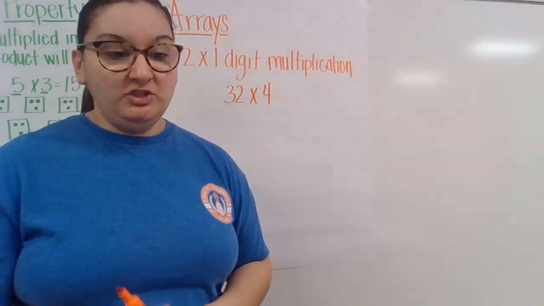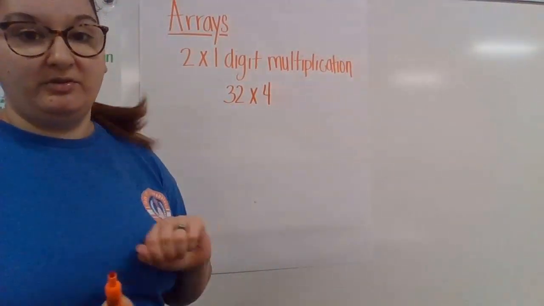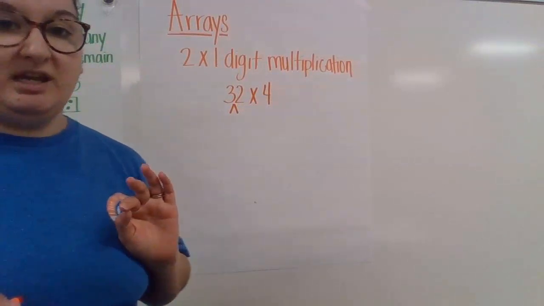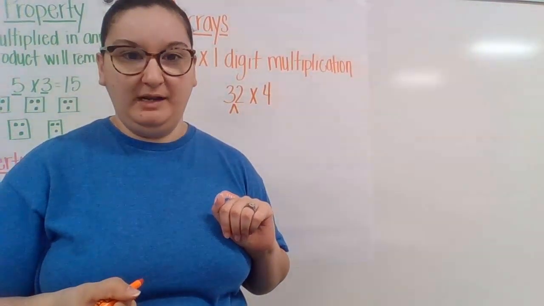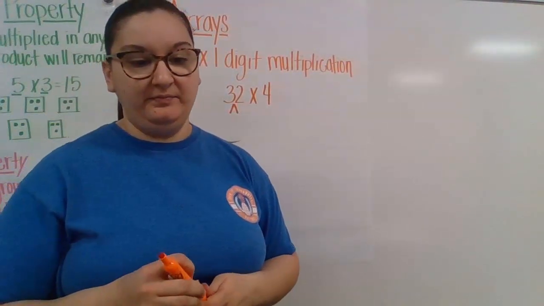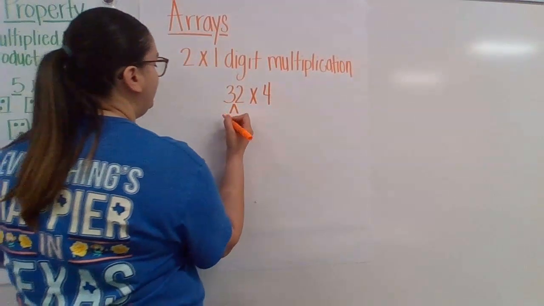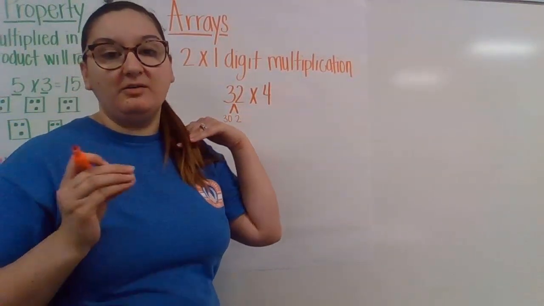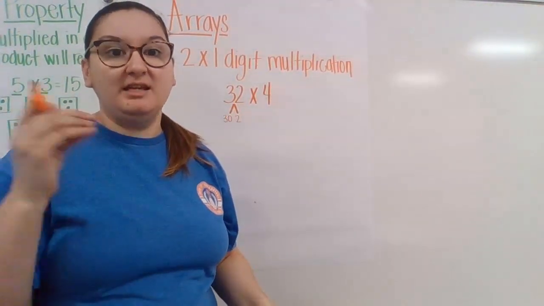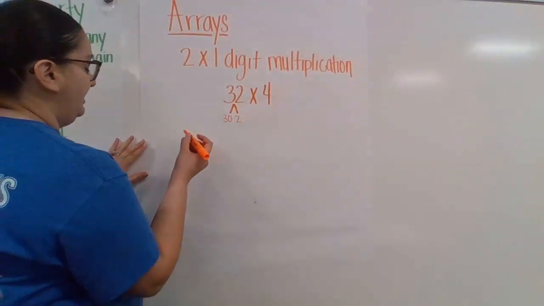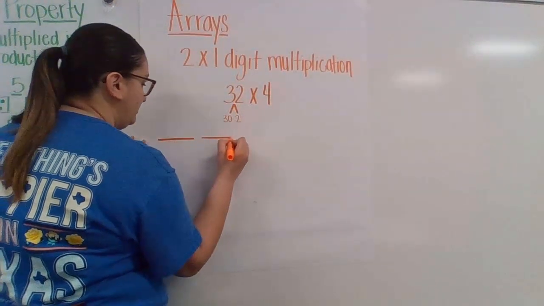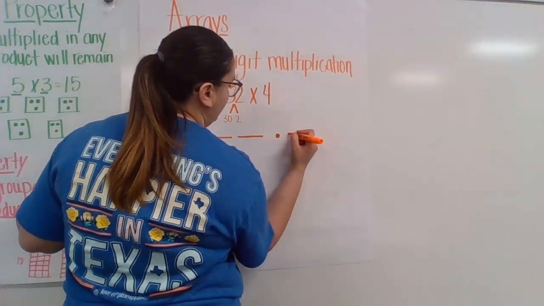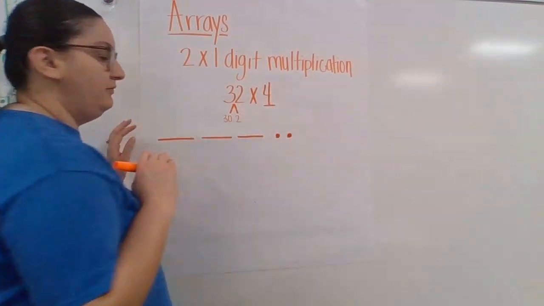Now, what we're going to do is we're going to break apart the number 32. Okay. And so guys, when I break apart this number into tens and ones, what do I have? I want you to think about that. When I break this number apart into tens and ones, what do I have? Okay, I have 30 and 2. Okay, so when we do our array, I'm going to be using 10 blocks and 1 cubes. So I need 3 10 blocks. So 1, 2, 3. And I need 2 ones. 1, 2.